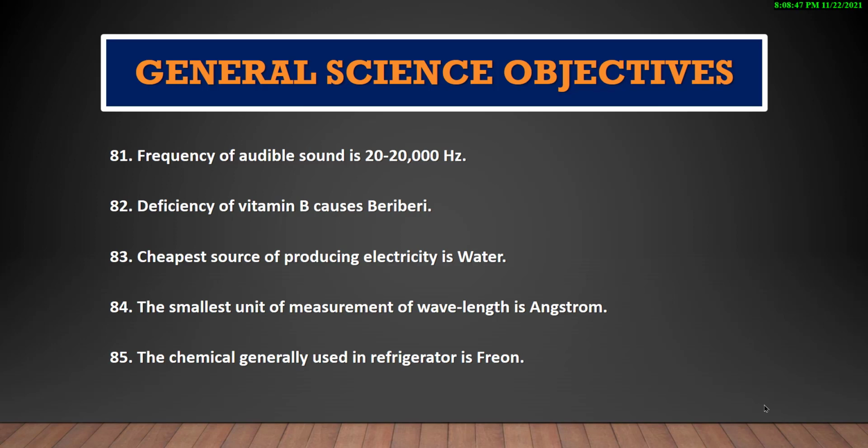Deficiency of vitamin B causes beriberi. Cheapest source of producing electricity is water. The smallest unit of measurement of wavelength is angstrom. The chemical generally used in refrigerator is freon.